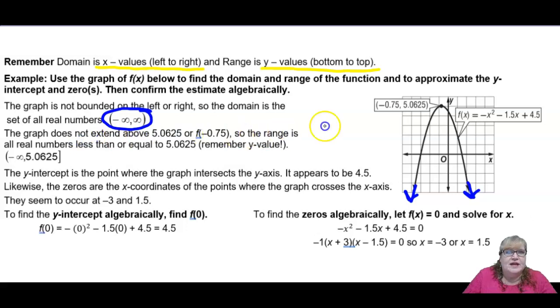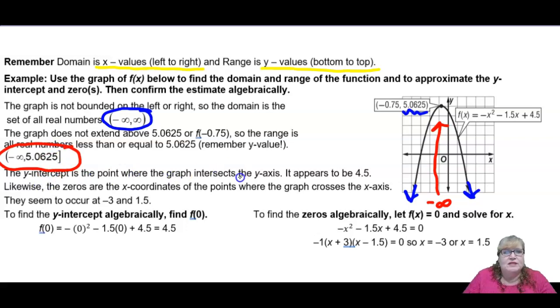The graph does not go above a y value of 5.0625. So from bottom to top, the range would be negative infinity up to this y value right here, which is written like this. And remember, unless there's an open dot, we assume it's hitting that value. All right, so we have the square bracket.